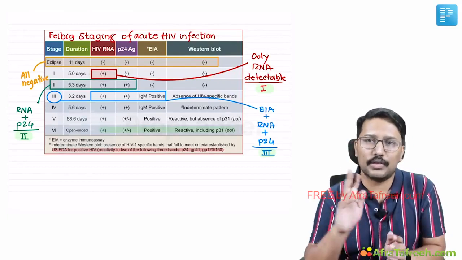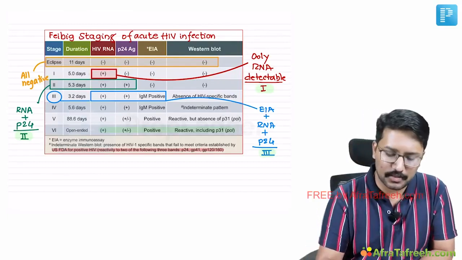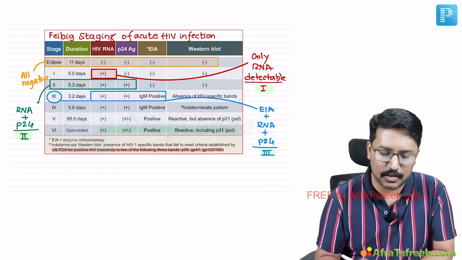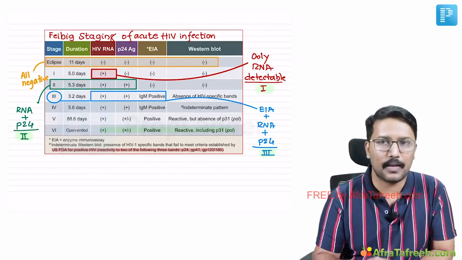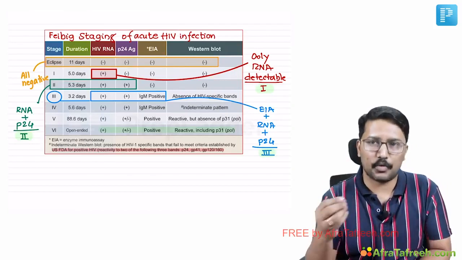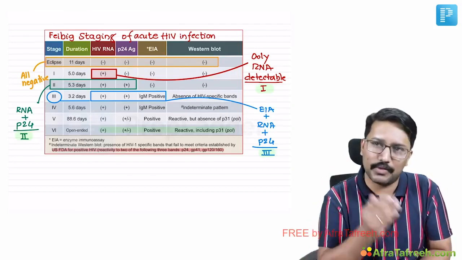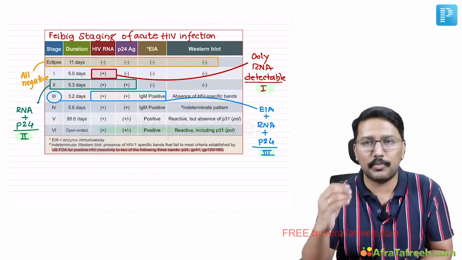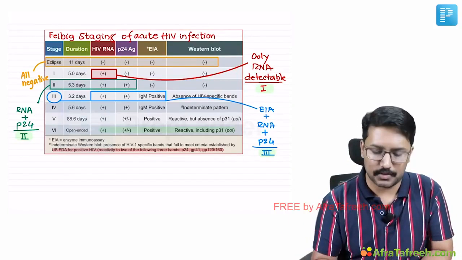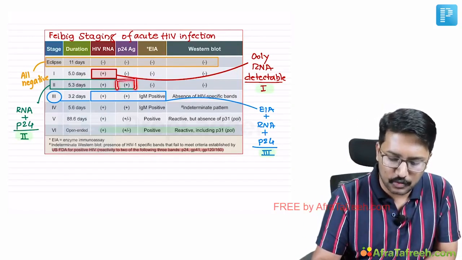So in stage 2, 2 things will be positive, right? Stage 2 is after the first 16 days, and that is where our P24 becomes detectable. Our RNA PCR probes are much more effective in identification, so they will be able to identify a little before. P24 becomes identifiable a little afterwards, right? So now P24 is also positive.